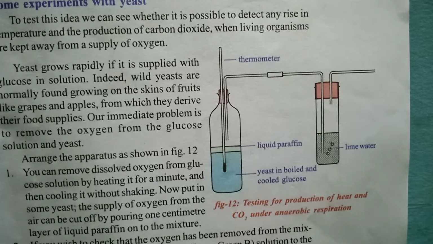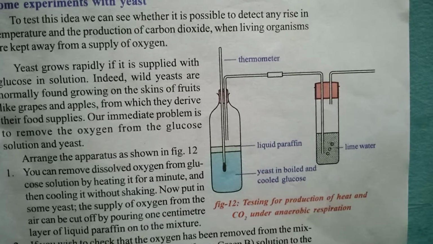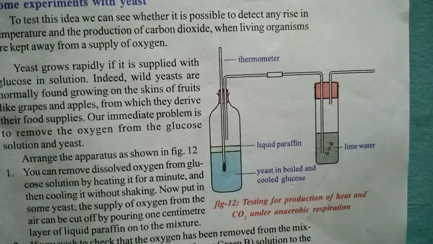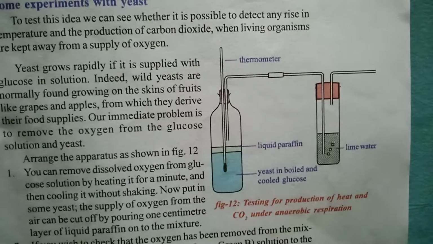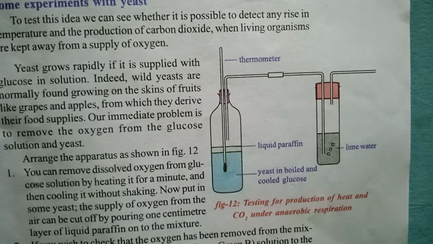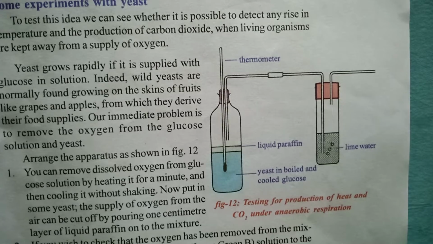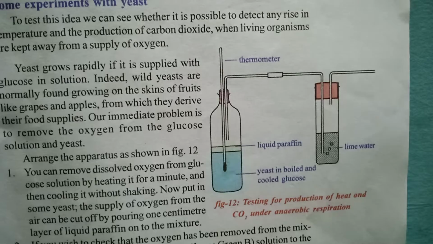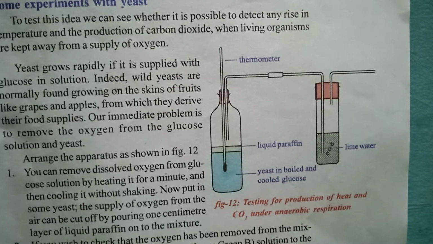After cooling, we need to add what? Janus green B solution into the glucose solution. Janus green B is a blue dye, and it is a reagent we use to check whether any oxygen is present in the glucose solution or not. If we add the Janus green B solution and it turns pink, that tells that a little amount of oxygen is there, and it is removed by the addition of Janus green B. In this way we are making the glucose solution free from oxygen.